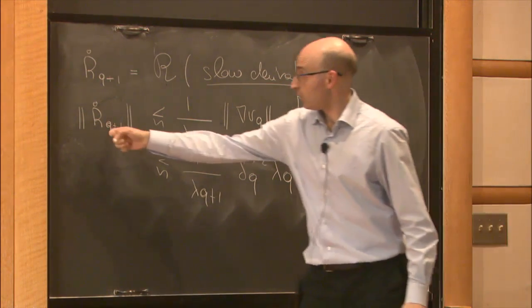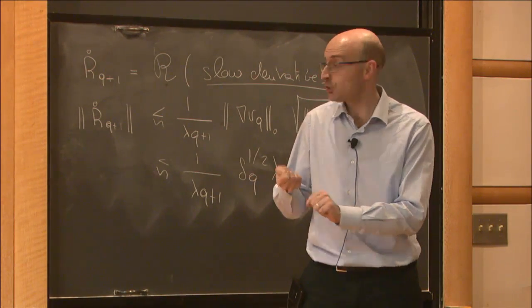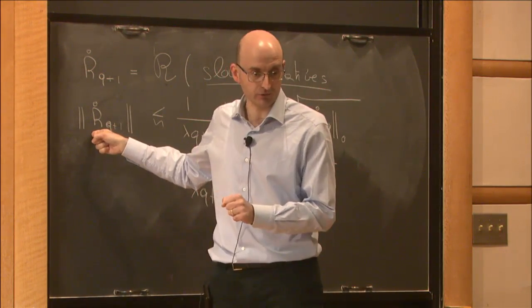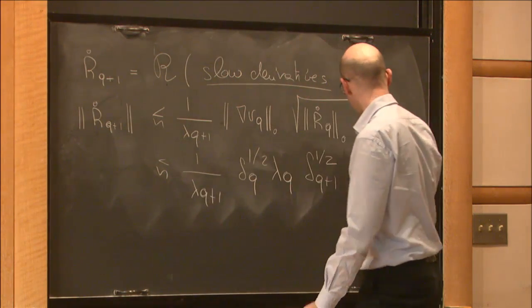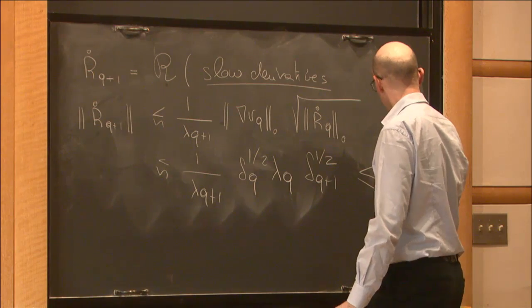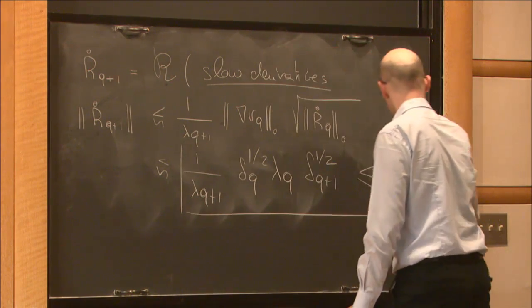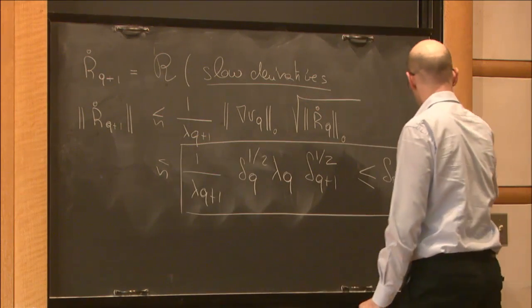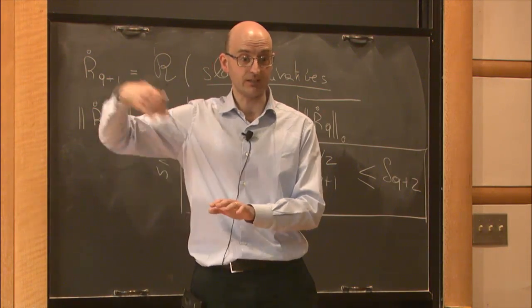Okay? Now, what I get, to be consistent with my scheme, should be smaller than delta Q plus 2. And this is the bound I have. So, of course, if I can say that this is smaller than delta Q plus 2, so if I have this condition, then I have closed my iteration. Then I can simply keep going.